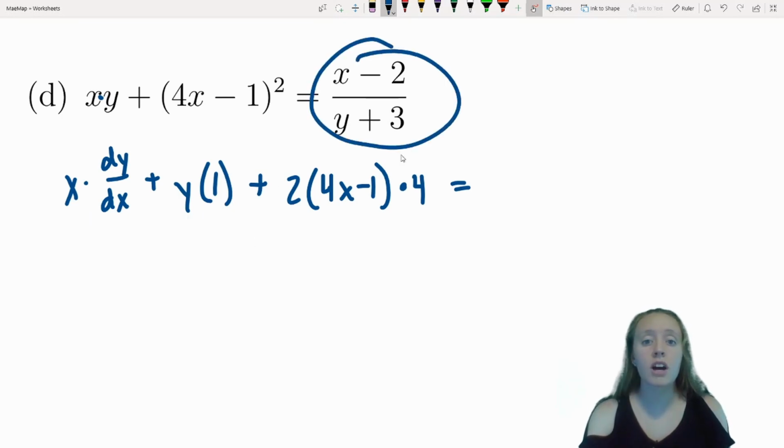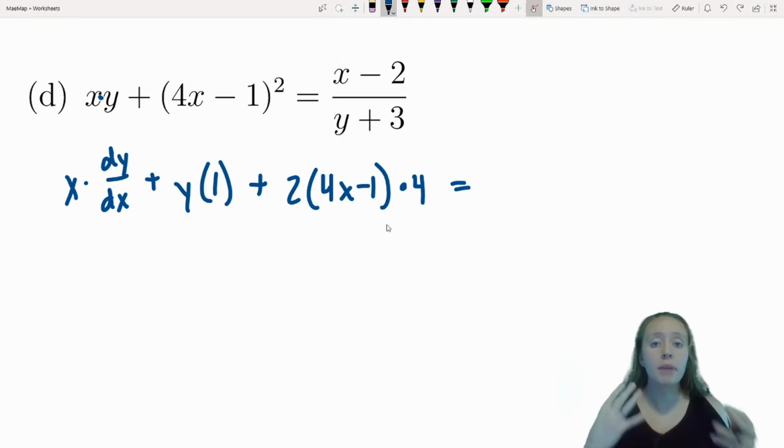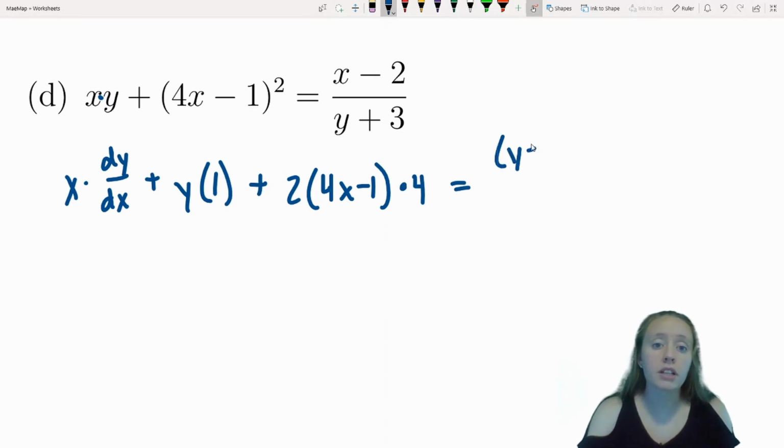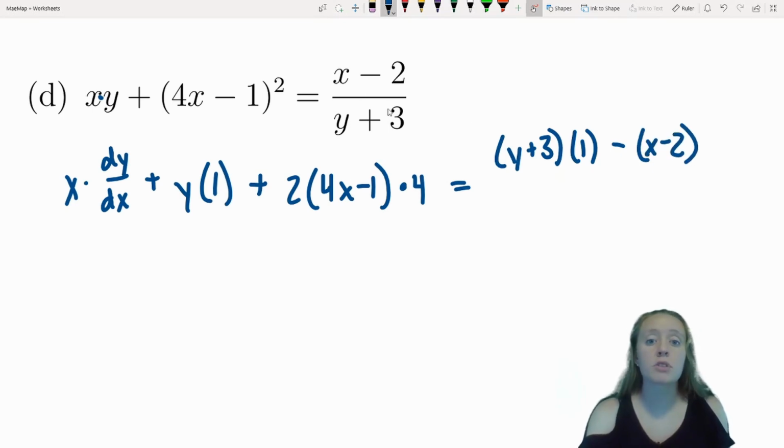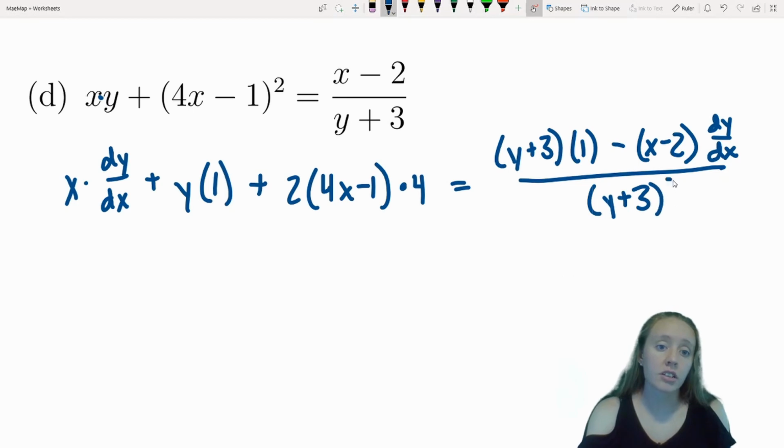And that's all equal to, well, you saw that we can do the product rule. We can also do the quotient rule. Low d high minus high d low all over low squared. So low is y plus 3 times the derivative of my high, which is going to leave me with 1, minus high, that's x minus 2, times the derivative of y plus 3, which is going to be dy dx. Because 3 is a constant and goes to 0, the derivative of y is dy dx, and that's all over y plus 3, that denominator, squared.